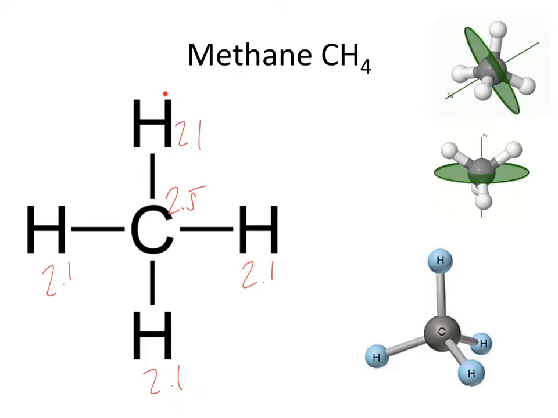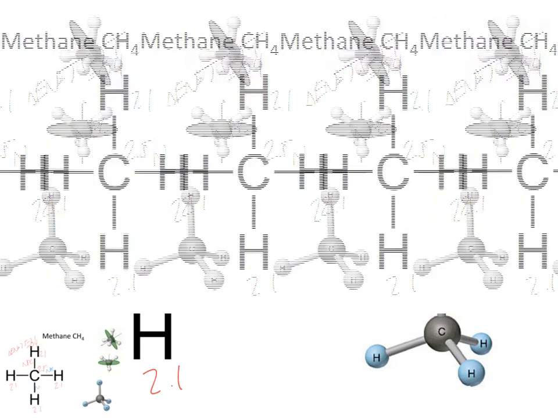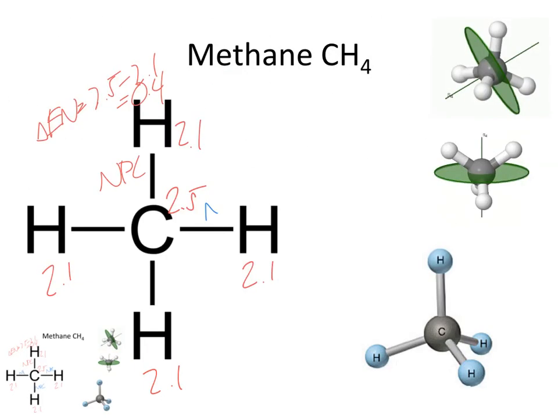So let's just take this one over here and calculate that electronegativity difference. 2.5 minus 2.1, and we get 0.4. Based on our bonding continuum, this is a non-polar covalent bond, which means that all of these bonds are non-polar covalent, non-polar covalent, and non-polar covalent.